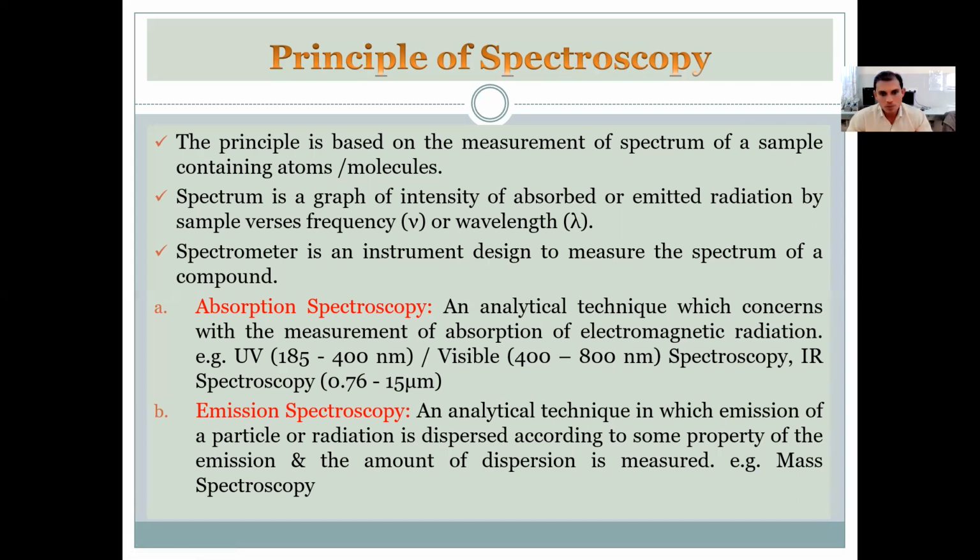In emission spectroscopy, it is the analytical technique in which the emission of particles or radiations is dispersed according to some property of the emission, and the amount of dispersion is measured. It means the molecule absorbs some radiations and goes from the ground state to higher energy states. Then afterwards it will emit the radiations, and the emitted radiation will be measured. For example, mass spectroscopy.